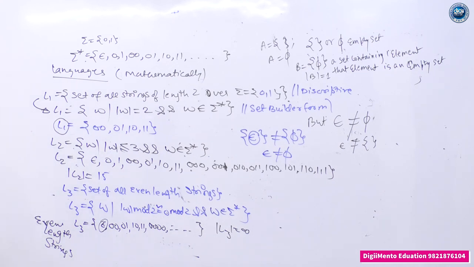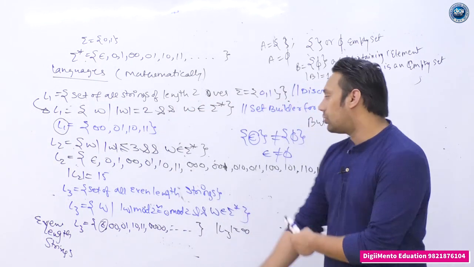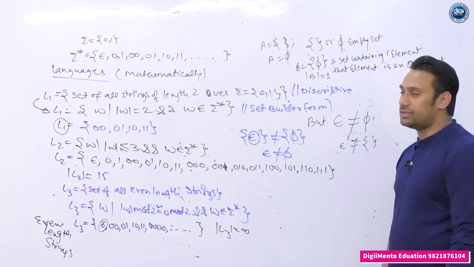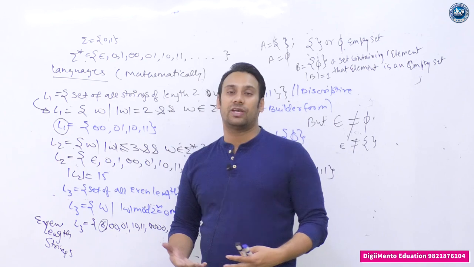So Diksha is asking, do we need to add this epsilon in each and every set as first element? No Diksha, it is not necessary to add this epsilon. Har ek set ke andar hame epsilon ko add karne ki zarurat nahi hai. We do not have to add epsilon in each and every set. It is just a language specification. Jis tarah se ek language hai uski specification hoti hai.